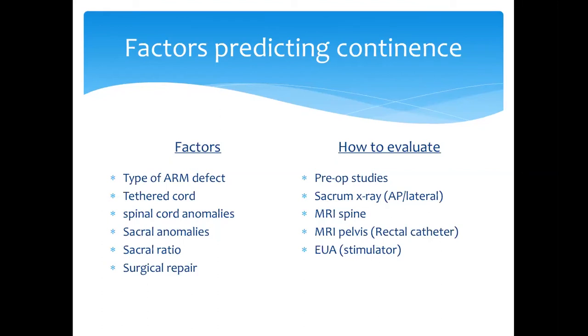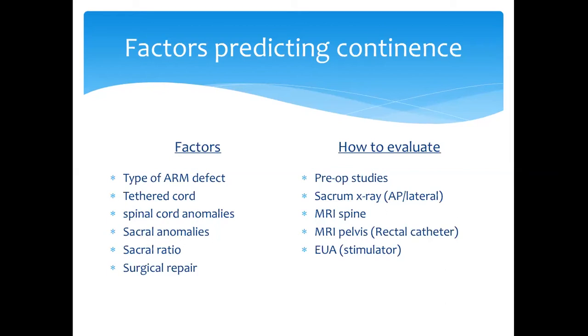For example, if they had a distal loopogram, at least it will give you a heads up on what kind of anomaly they had. Number 2, in order to know the status of the spine and the sacrum, you order a sacrum x-ray, AP and lateral view. You order a spine MRI to see if they are tethered or not. And last but not least is to do an examination under anesthesia.